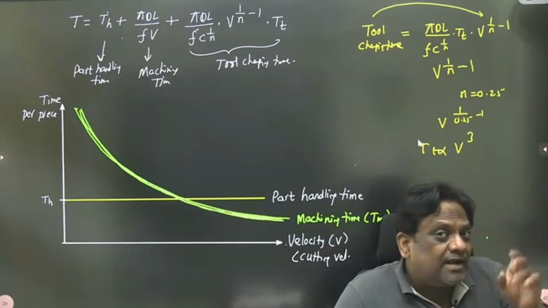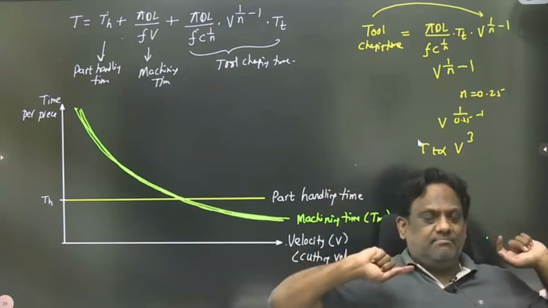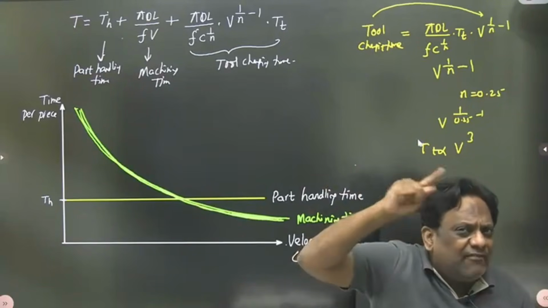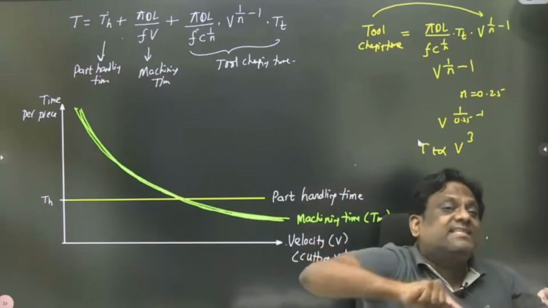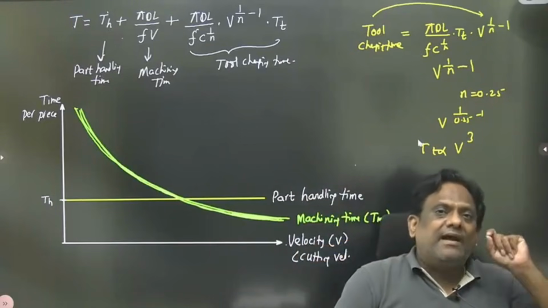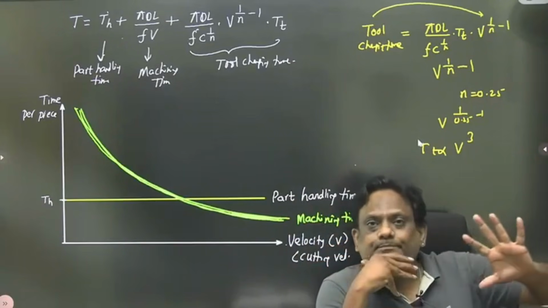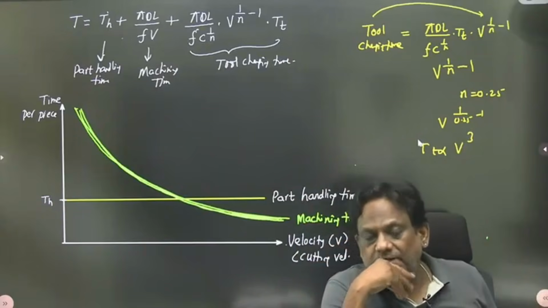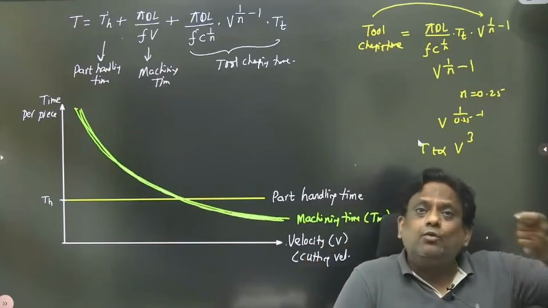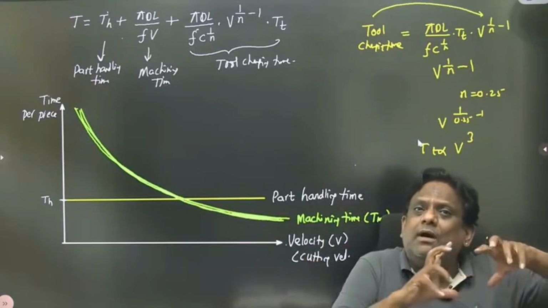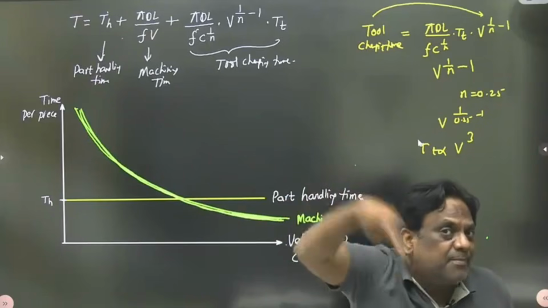Look, sir, you are not calculating tool changing time, you are calculating tool changing time per piece. Because when you are cutting at high velocities, the tool will wear faster. For example, if I am cutting at 10 meter per minute, let us say the tool life is 20 minutes. Suppose I cut at 20 meter per minute, the tool life may come down. When the tool life is coming down, in fewer components we have to change the tool, so the frequency of changing increases. That's why the tool changing time per piece is increasing.